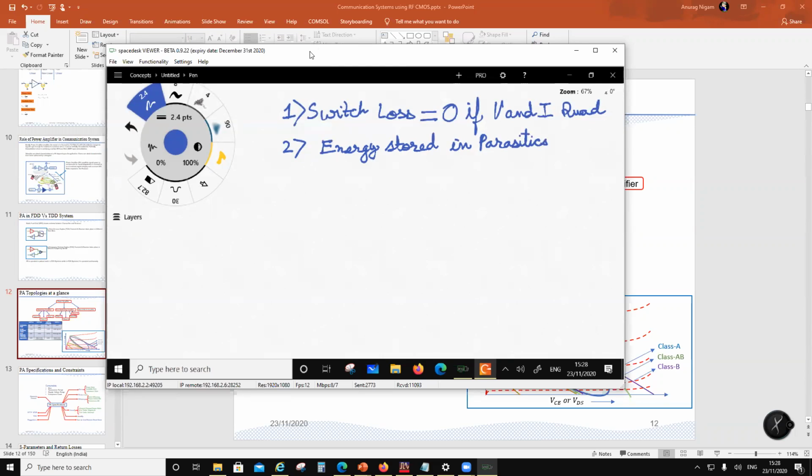Okay, so I have to be careful about when I switch them on and off. When we come to class E topology, I'll show you what happens. So that's the other loss: the energy stored in parasitics can be grounded. Other than that, there will be conduction losses because of the resistances.